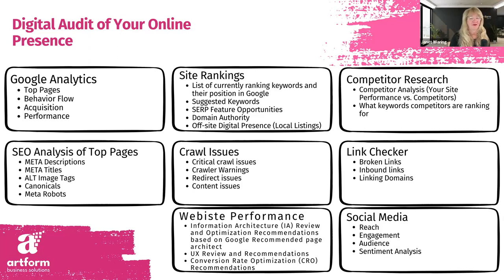You want to do your competitor research. So you want to know, how are your competitors performing? What keywords are they ranking for? That really helps you find gaps and opportunities. For your SEO, look at your SEO analysis of your meta descriptions, your titles, your alt image tags, your canonicals. Do any of those need to be updated for 2024? Look at where they are now, include that as part of your strategy. Again, I'll show you how you can use AI for that.